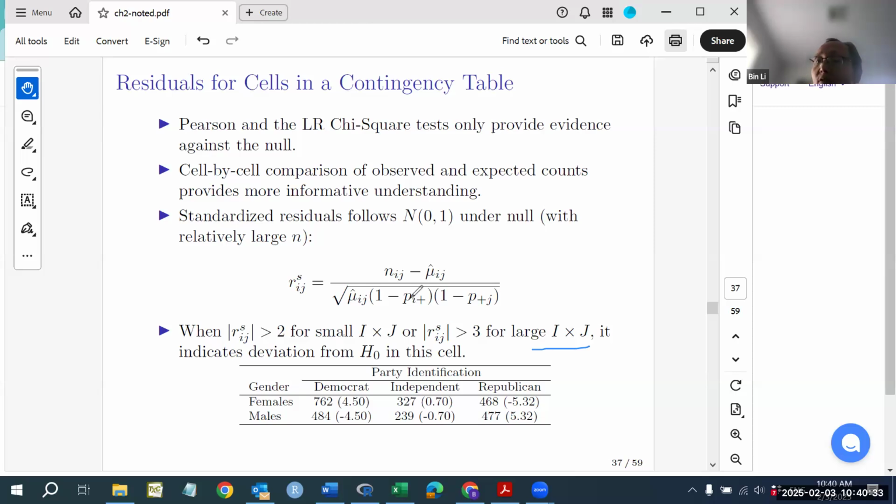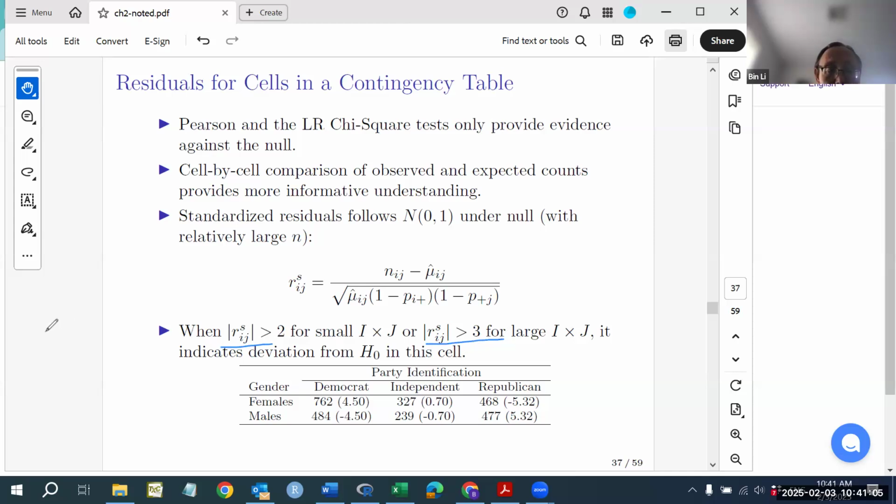So we need to have a higher threshold, because even though none of them have some true deviation from the null, just because the number of groups becomes larger and larger, we may observe some false positives. That's very obvious, right? So that's why this is related to the table size. If the table size is small, we use 2. If the table size is large, we use 3.